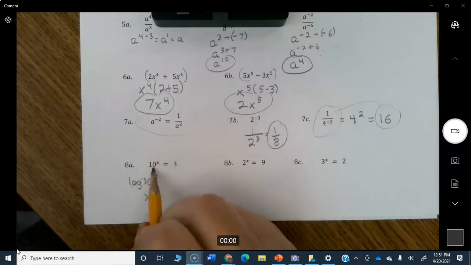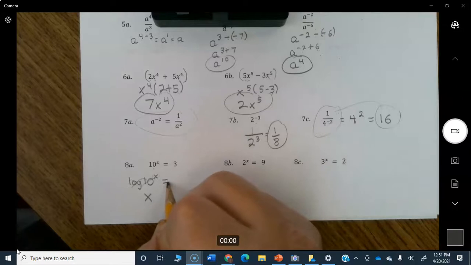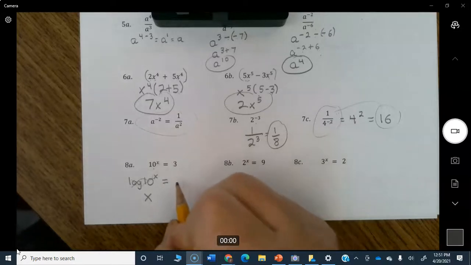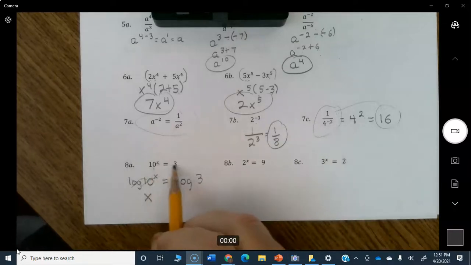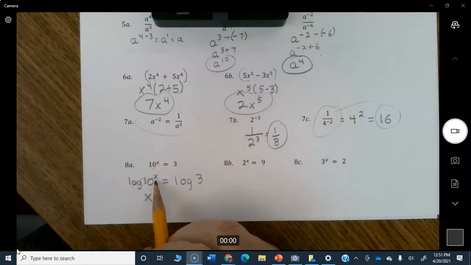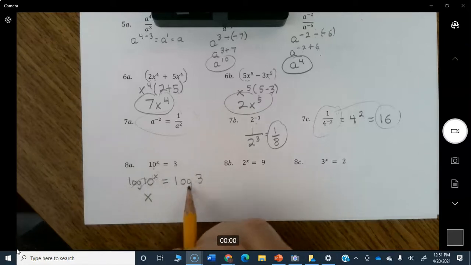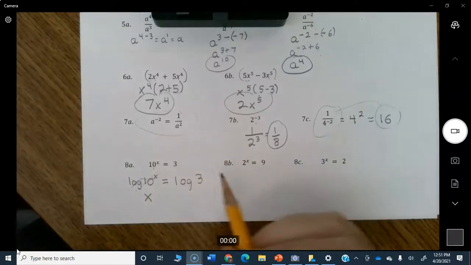Now you can do that. You can stick the log there like that as long as you do it to the other side. That's the basic rule of math. Anything you do to one side, you do to the other. So that means you have to take log of 3. So if I have 10 to the x equals 3, then log of 10 raised to the x equals log of 3. I put log on both sides, so it's legal to do that.